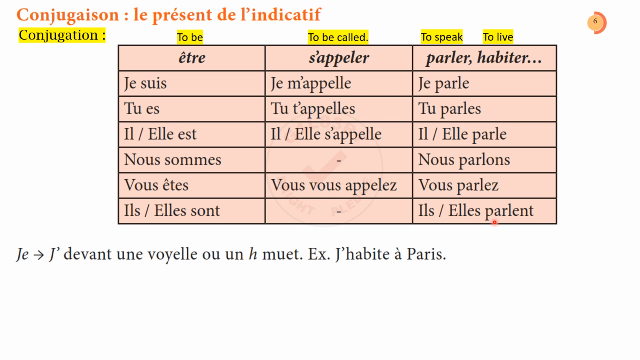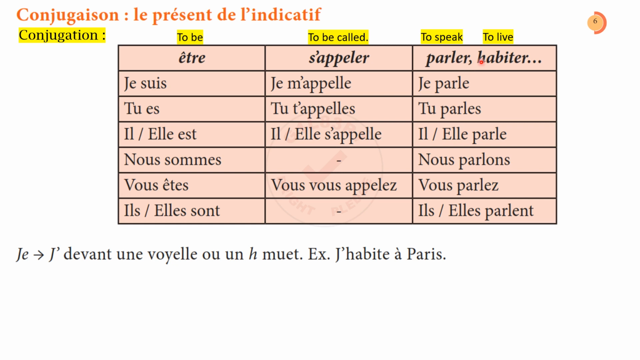Now you can see the ER endings here, which is where you cut the ER and you add E, ES, E, ONS, EZ, ENT. So this is the regular formation of the ER verbs. When you want to form the present tense for regular ER verbs, you use these endings.